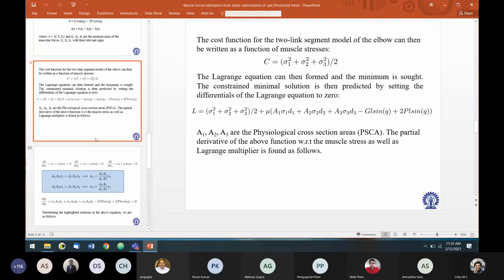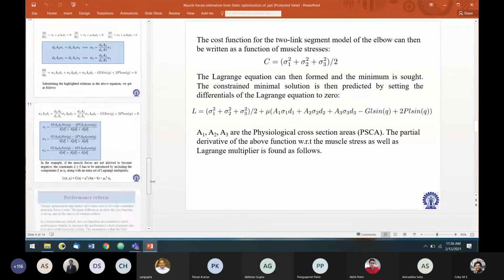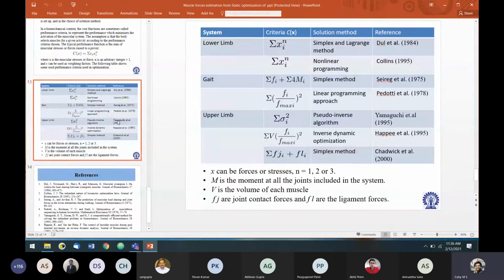The first criterion can be minimization of the sum of the quadratic muscle forces. The second criterion can be minimization of the sum of the quadratic muscle stresses. The third criterion is minimization of the sum of the quadratic muscle forces normalized to the maximal muscle force. The fourth criterion is minimization of the maximal muscle stress in the entire mechanism. So these are different optimization criteria.